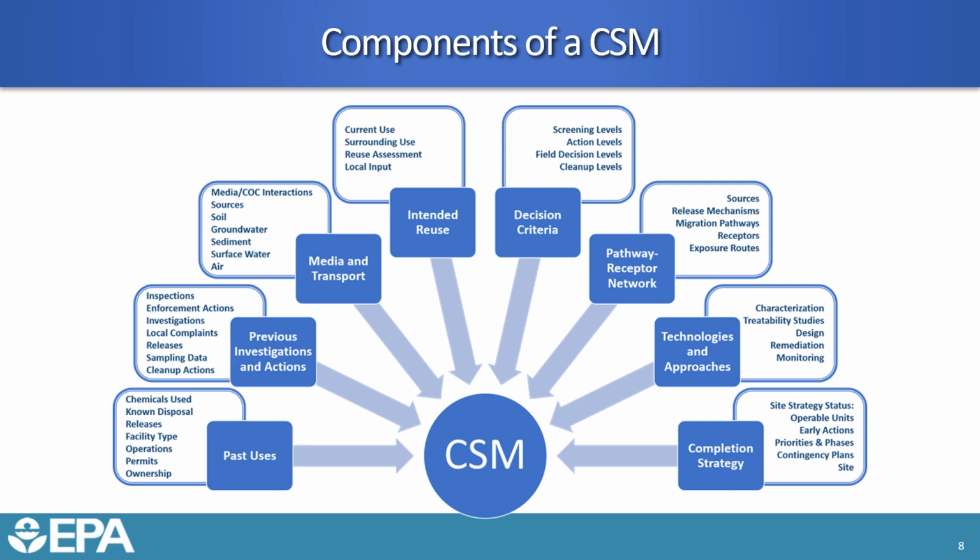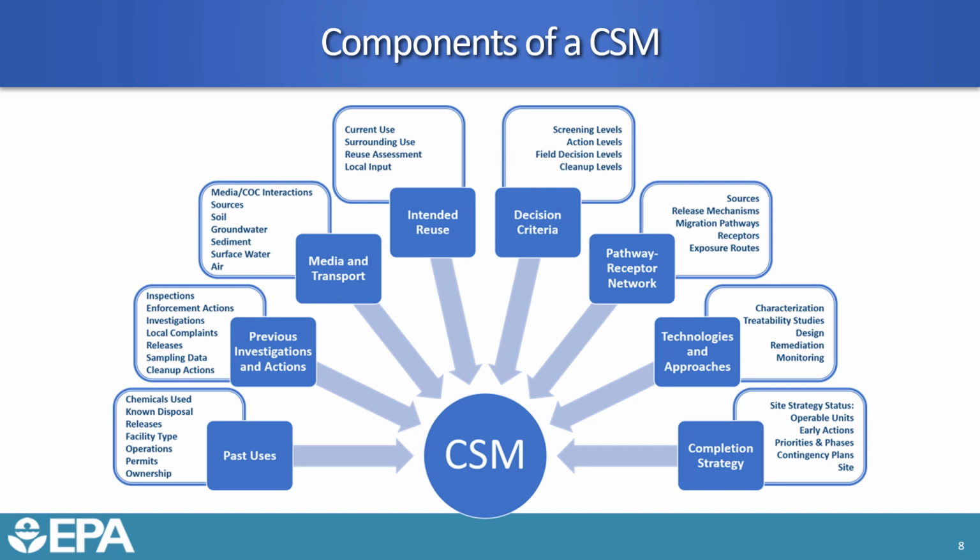So what we want to understand is not only how is the site broken down, but also what kind of actions can we take early on in the process. For example, is there something that we can do to mitigate the source that's out there? Looking at priority and phases, looking at different types of contingency plans for the site. So we want to make sure that we integrate all these components and make sure that we document those into our scopes.